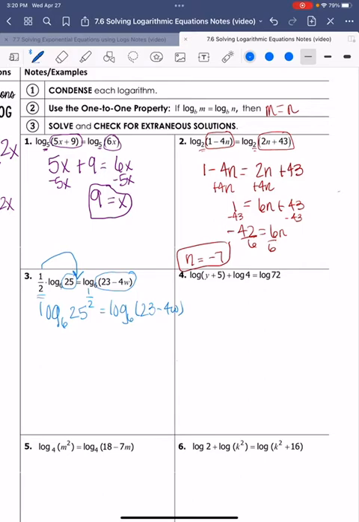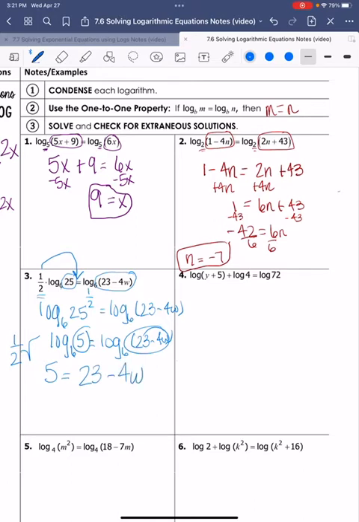Okay, so 1/2 power is a square root. That's going to become 5. So this is the log base 6 of 5 equals the log base 6 of 23 minus 4w. So the bases are the same, the arguments, therefore, must be the same. So 5 equals 23 minus 4w.